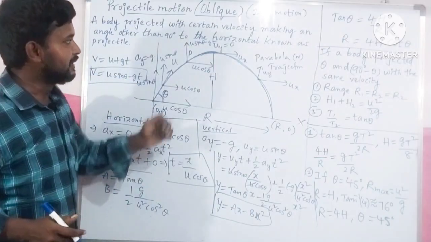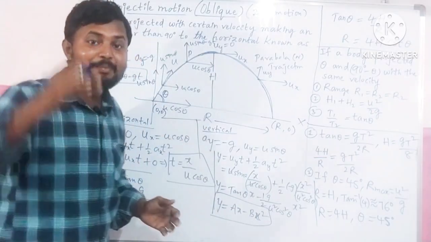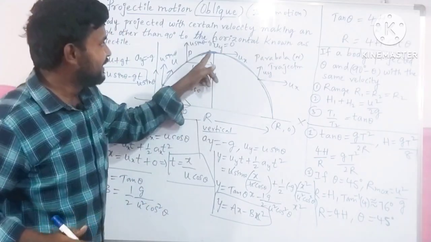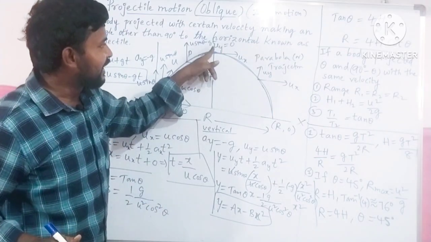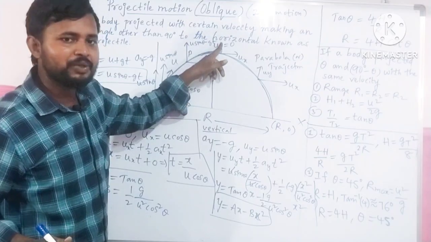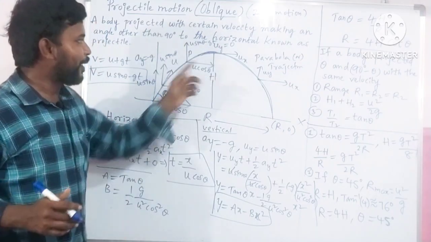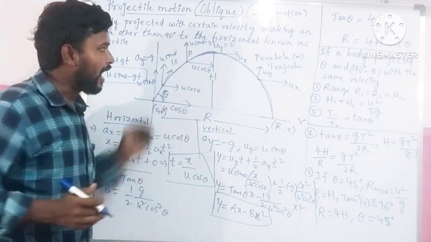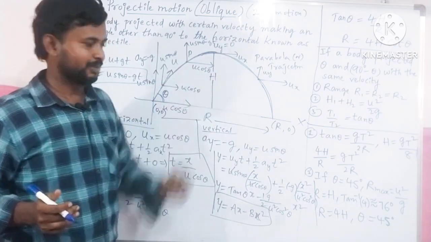Initially the vertical velocity is u sin theta. At a point P, vertical velocity equals u sin theta minus gt. Next, when a body reaches maximum height, the final velocity in the vertical direction uy equals 0. But the body has a velocity in the horizontal direction, that is ux.